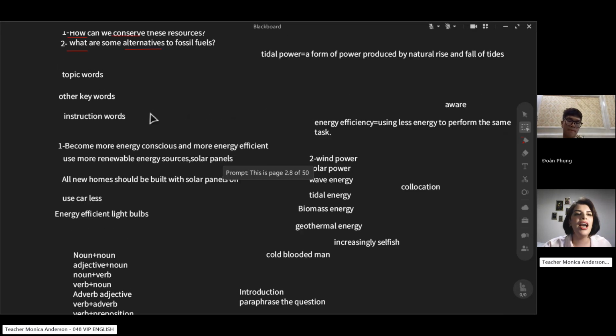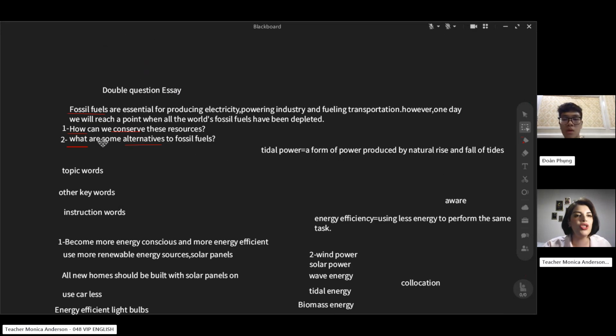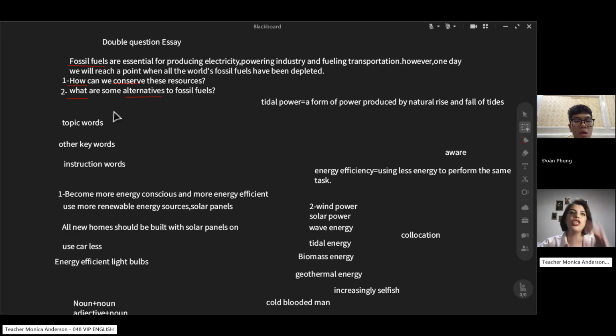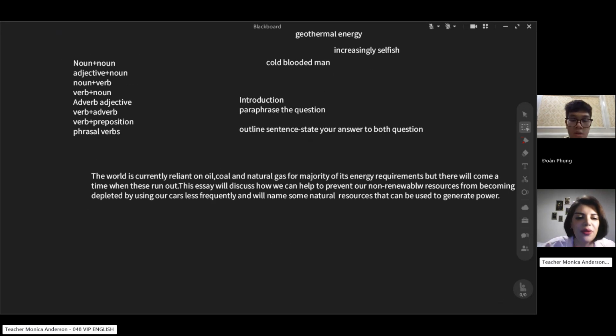So what did I do? First of all, I paraphrased the question. After that, I stated sentences about what I will discuss in the essay. This is the introduction. After that, it's time to write two good main bodies. That's really important. Main body 1, main body 2.